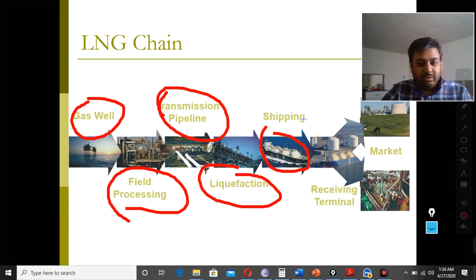Let's say you are selling this gas to Germany. So you sold this gas to Germany, liquefied gas. They ship it there.